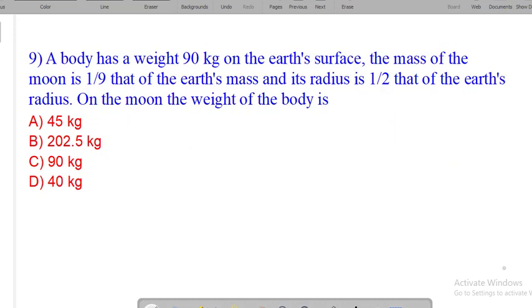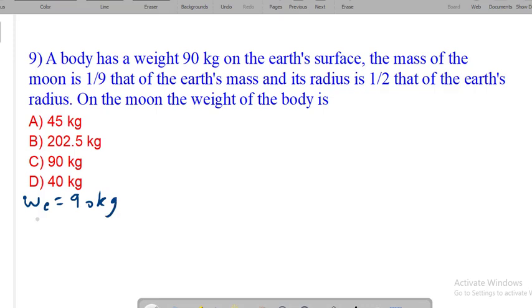Next we come to question number 9, the last question of this session. A body has a weight of 90 kilograms on the Earth's surface. The mass of the moon is 1 by 9 that of Earth's mass, and its radius is half that of Earth's radius. On the moon, the weight of the body is. Now the weight of the body on Earth is given. So let me write it as WE, which is equal to 90 kilograms.